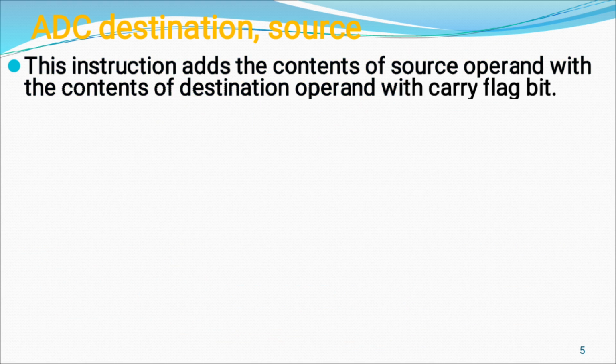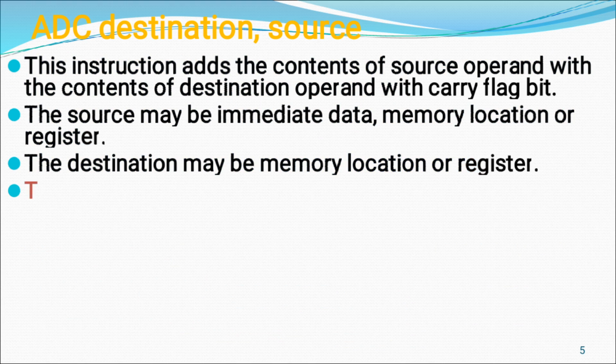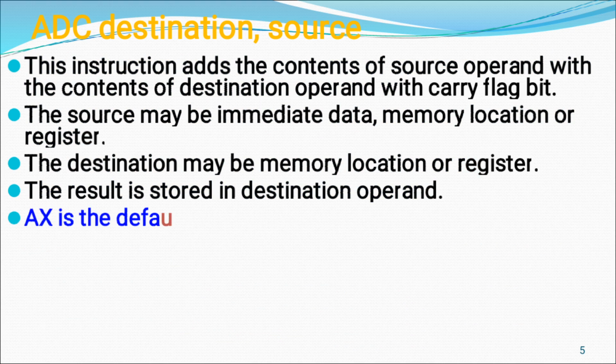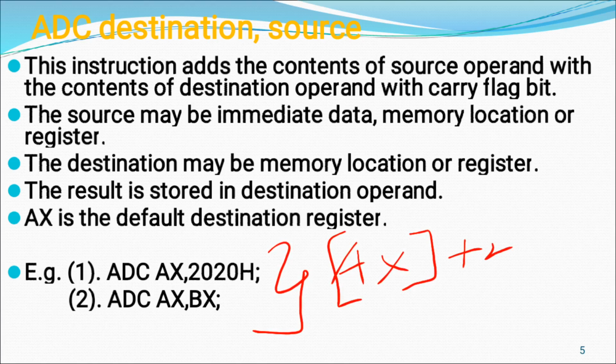The next instruction is ADC, addition with carry. In this instruction, the content of the source is added with the content of the destination, and the content of the carry flag is also added to the result. Let us take this example: ADC AX comma 2020. Here the content of AX plus 2020 is added with the content of the carry flag.